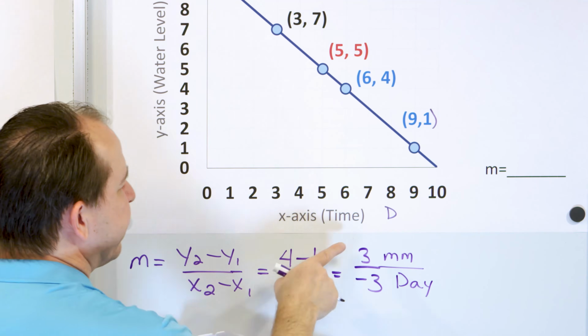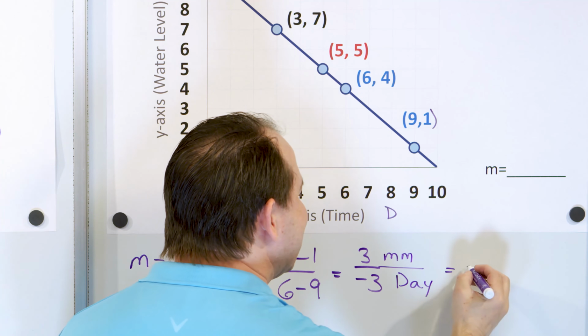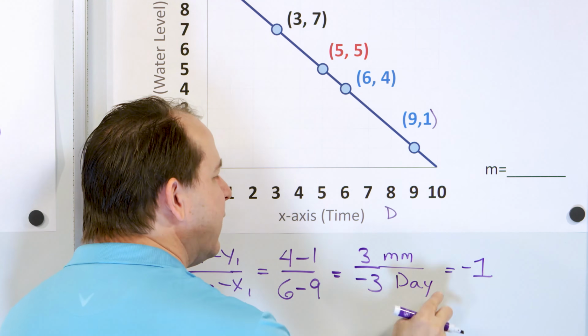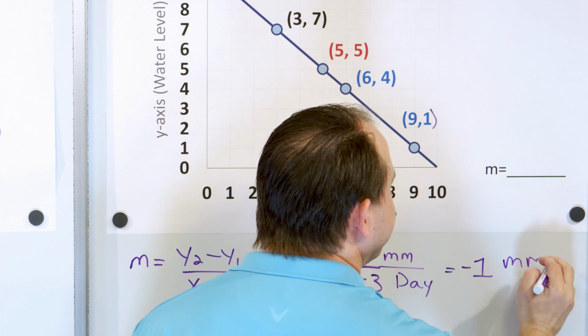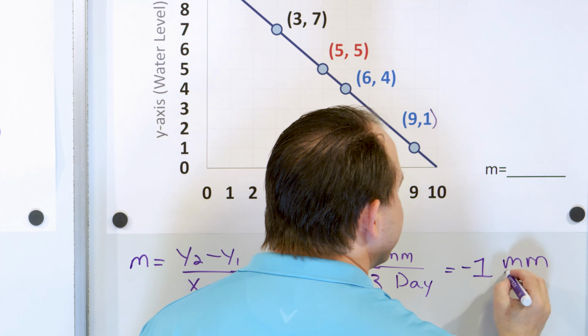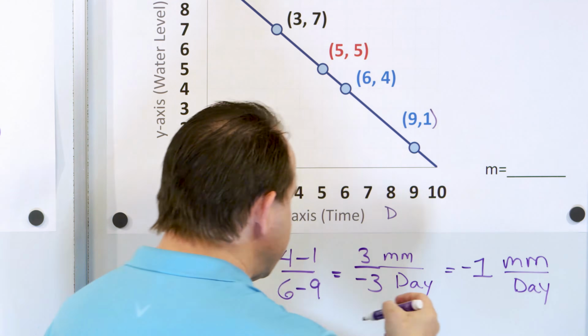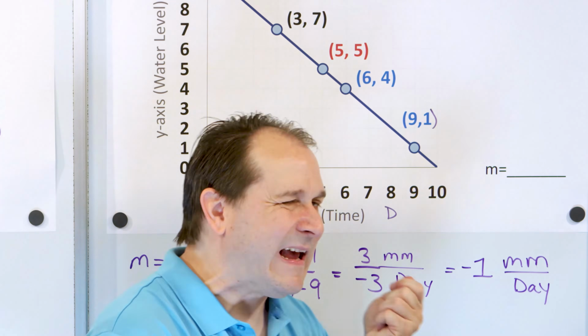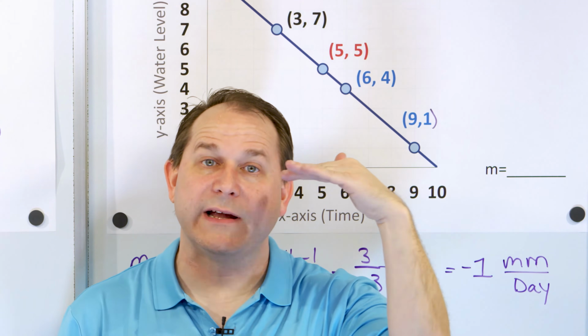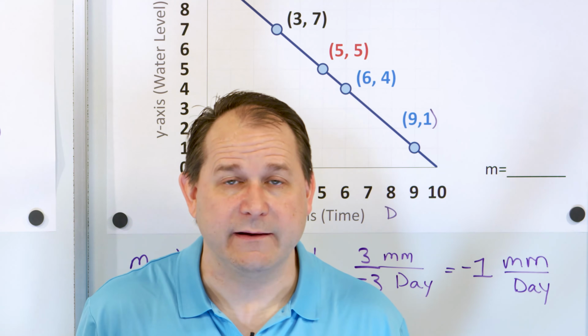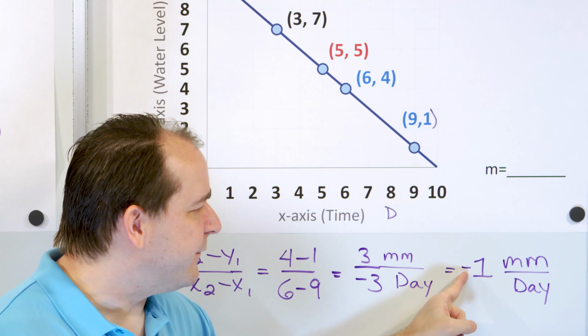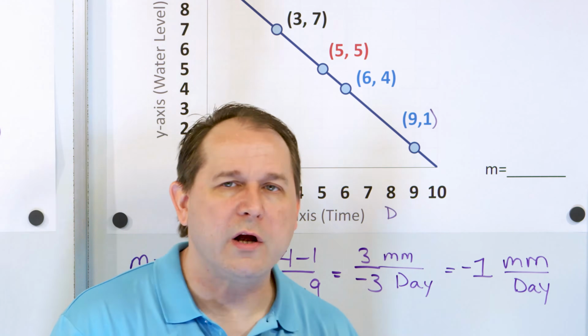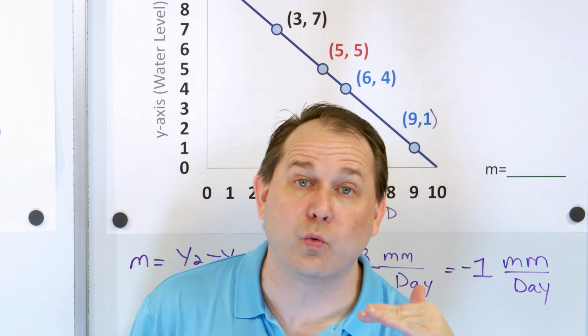So what is 3 divided by negative 3? That's negative 1. And what are the units left over? Millimeters per day. Now, what does this mean? This is telling you exactly what you expect it to tell you. The water level is not rising every day because the actual slope is negative. It's telling you that you're losing 1 millimeter every day. You're going down 1 millimeter a day.